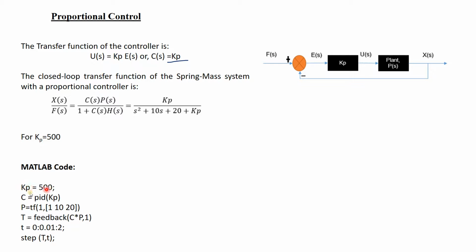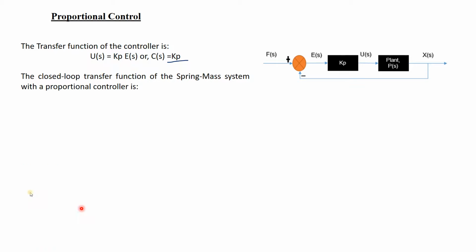तो syntax क्या है देखो, KP को define कर रहे हैं हम लोग, एक constant है, KP is equals to 500. Then C is another variable equals to PID KP. That means the PID KP is stored in C now. Okay, stored in C now. Now what is the transfer function? Transfer function is this.